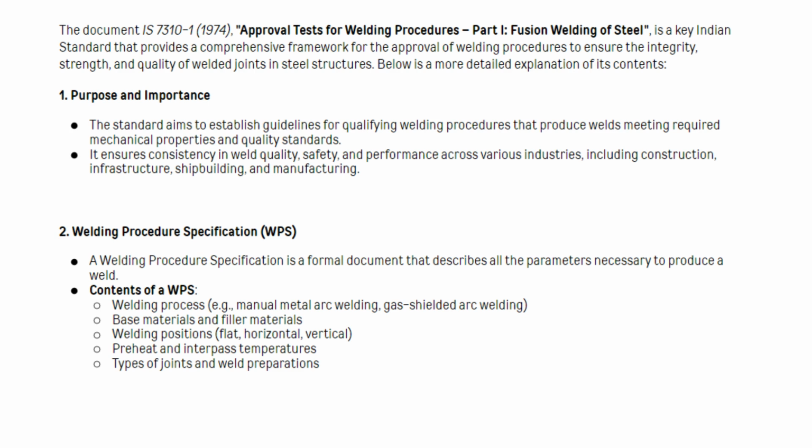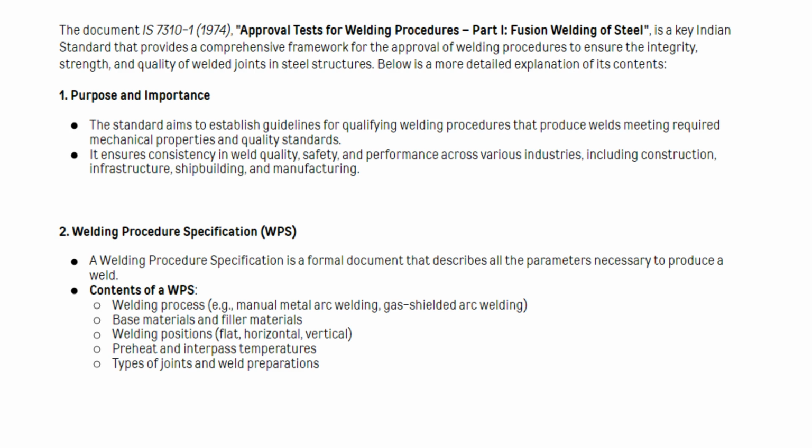and quality standards. It ensures consistency in weld quality, safety, and performance across various industries, including construction, infrastructure, shipbuilding, and manufacturing. 2. Welding Procedure Specification, WPS. A welding procedure specification is a formal document that describes all the parameters necessary to produce a weld.